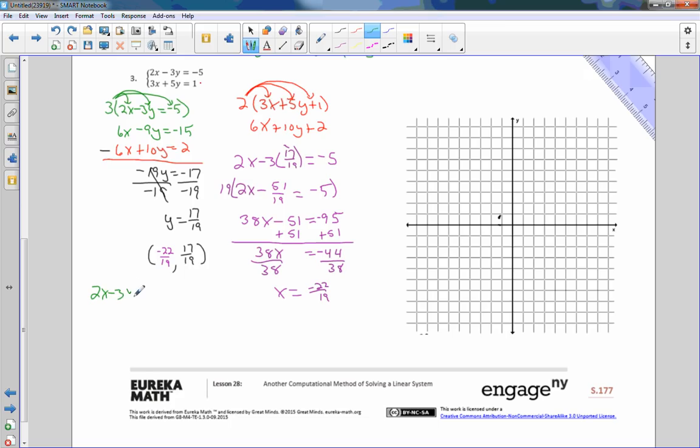So if I draw that line, you will see that the 2 points I just came up with and that black dot are on the same line. Okay, here you go. And that is the equation 2x minus 3y equals negative 5. Okay, now I'm going to do the same with 3x plus 5y equals 1.